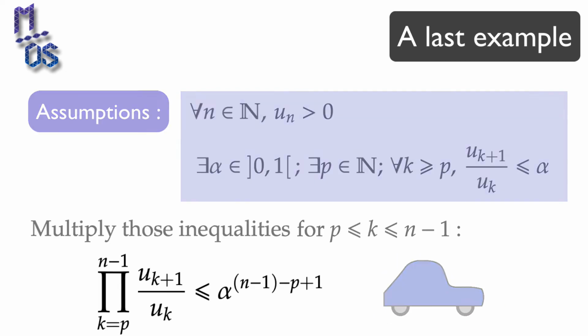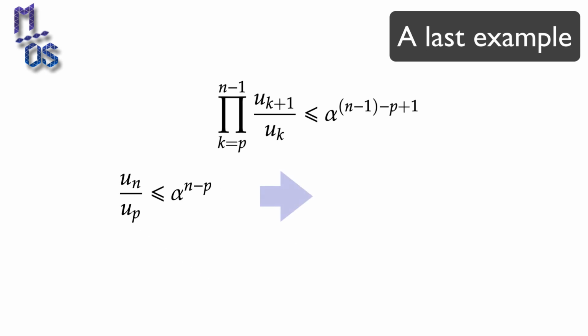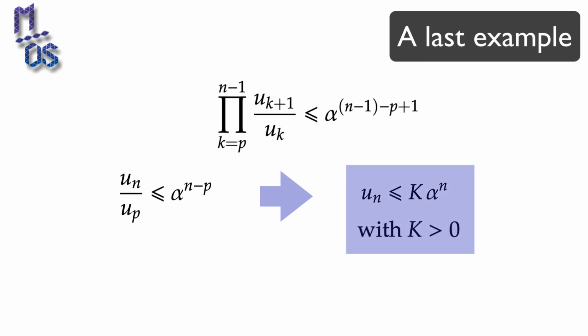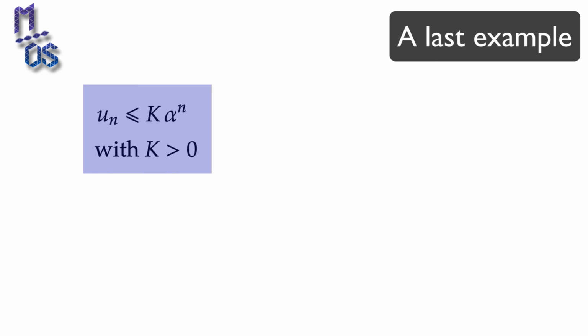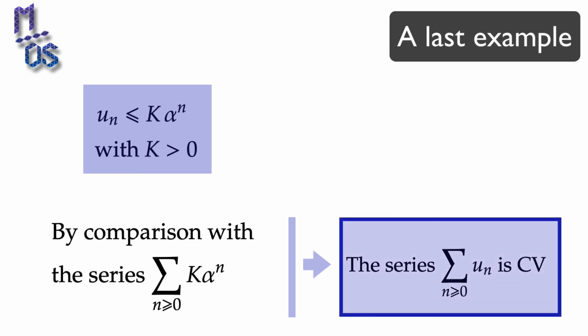which, after some cleaning, becomes u sub n over u sub p less than or equal to alpha to the n minus p, or in other words, u sub n less than or equal to k times alpha to the nth power, where k is some positive constant. We know that a geometric series with common ratio less than 1 converges. So this comparison allows us to conclude to the convergence of the series of u sub n.